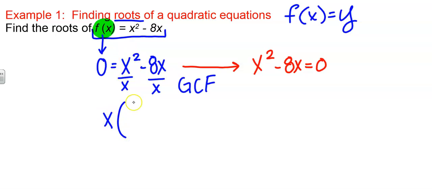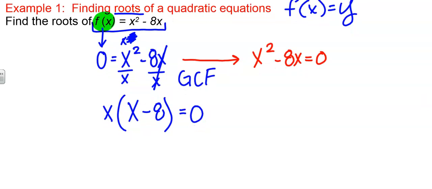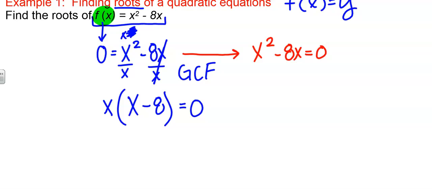And then we have x squared divided by x. If we have two of them and we divided one away, we took it away, we have one left, x. Negative 8x divided by x, the x's cancel, and we're left with minus 8. Now this is equal to 0, and what takes us further than just factoring is that we do need to solve for x. So we're going to take each of these factors, set x equal to 0, set x minus 8 equal to 0, and solve for x.